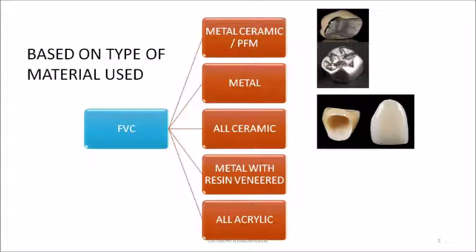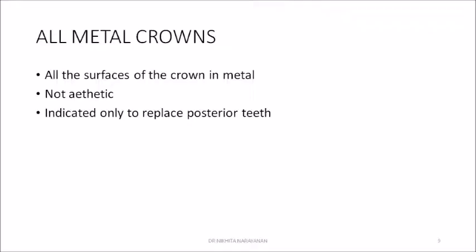Metal with resin veneered restoration is similar to PFM. That is, there will be a metal core and instead of ceramic veneer, we are using resin veneer. Resin was acrylic. And then there is an all acrylic restoration, which is completely made up of acrylic material. There is no metal or ceramic in it. So now let's discuss in detail about all metal crowns.